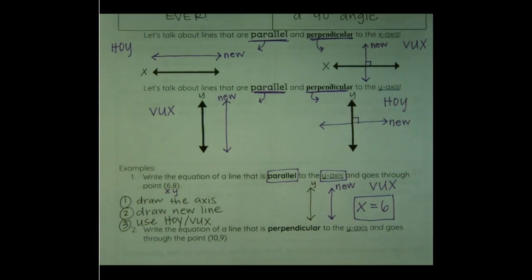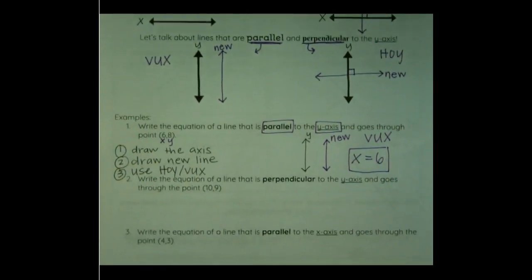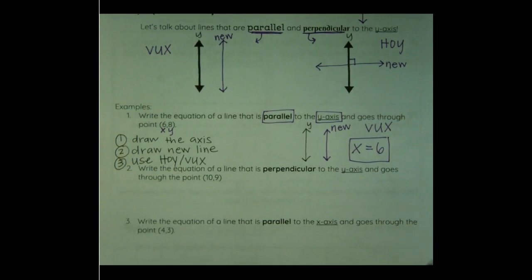That is it. You follow these 3 steps. So you draw your axis, you label it. You draw the line, you label it new. Then you use HOY or VUX, depending on what your line looks like, to write the equation. Let's try number 2.